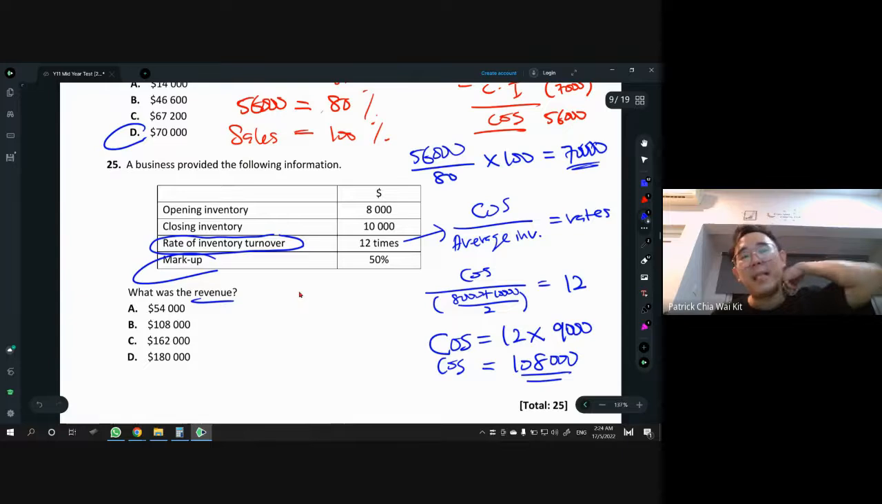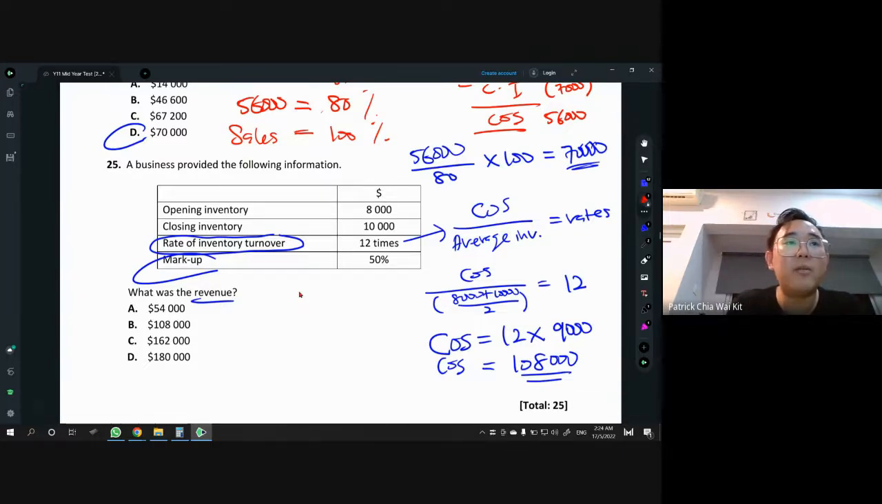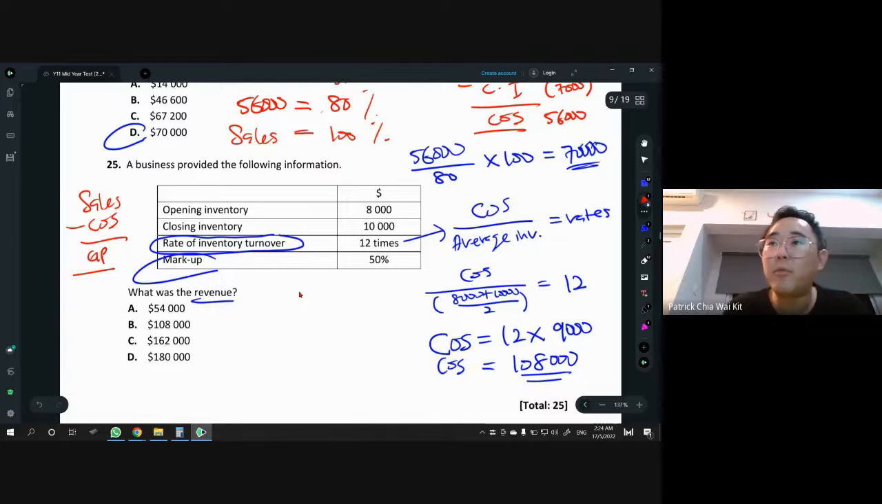Okay, now they give us markup. So once again, the moment you see the word markup or margin, always write down sales minus cost of sales equals to a GP. So we have to put all this ratio first, right? So what does markup mean? Markup formula is actually GP over cost. Okay, not over sales. Markup is GP measured as a percentage of cost of sales. So GP over cost. And they give us 50%, which means 50 over 100. So GP is 50, cost of sales is 100.